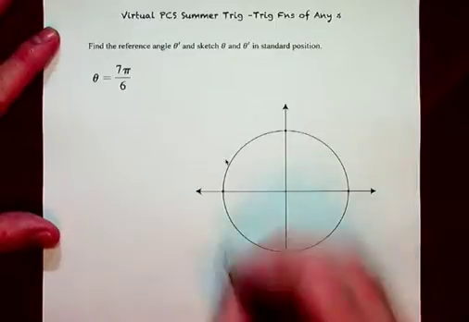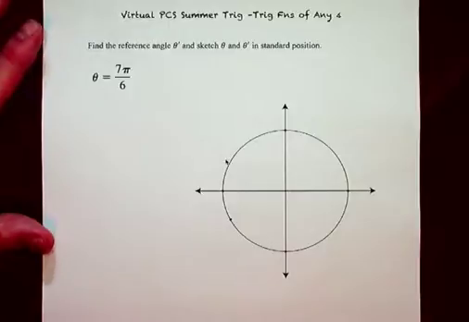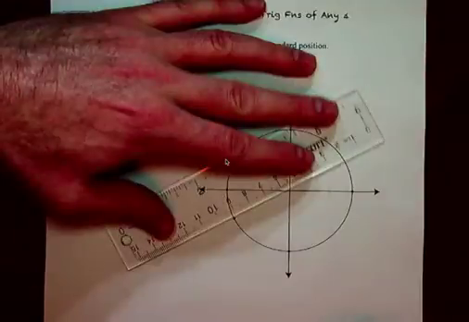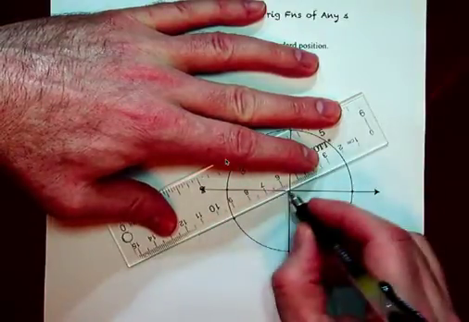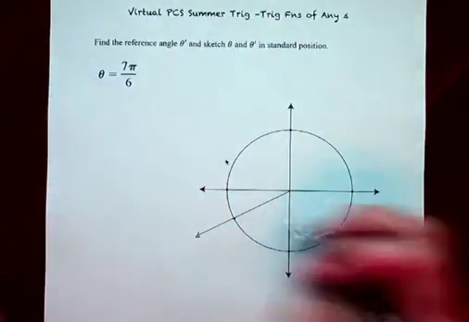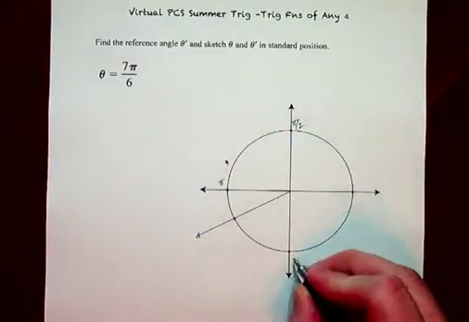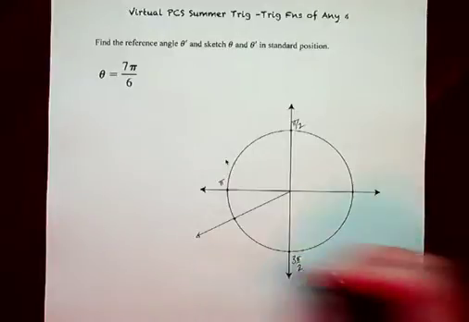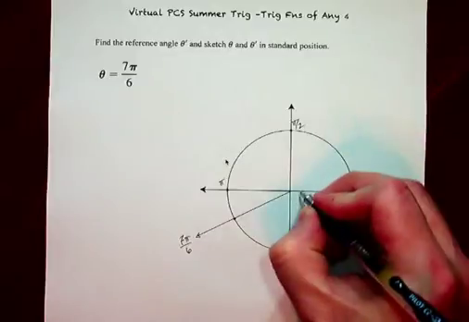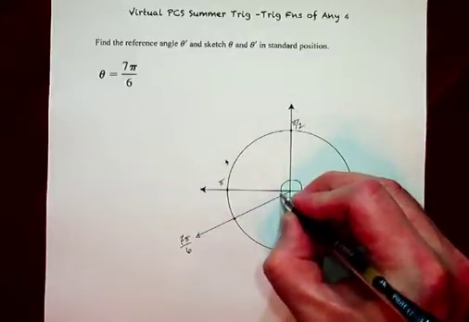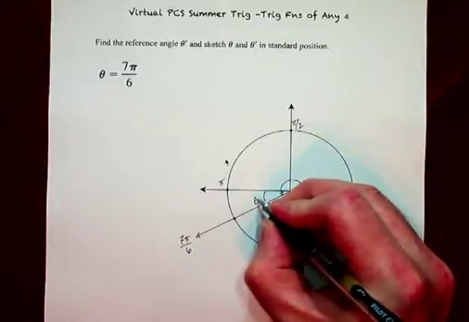Now 7 pi over 6, if you remember, is right about there. Because 6 pi over 6 would be pi, and then it's pi over 6 past 180, right? Past pi. Because if that's pi over 2, and that's pi, and that's 3 pi over 2, then that is about 7 pi over 6. And sort of that right there. This right here is theta prime.